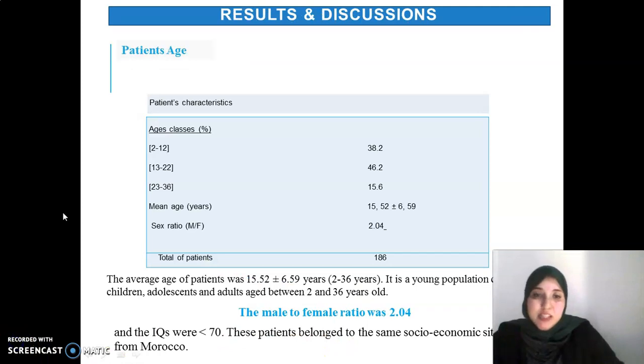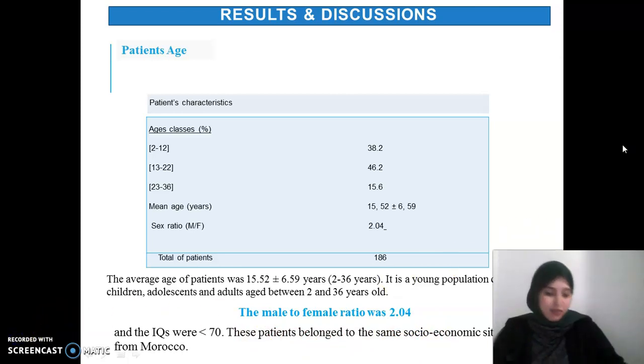The average age of our patients was 15.52 plus or minus 6.59, and the sex ratio male to female was 2.04. So it is a young population containing children, teenagers, and adults aged between 2 and 36 years old, and the IQ was less than 70. These patients belong to the same socio-economic situation from Morocco.